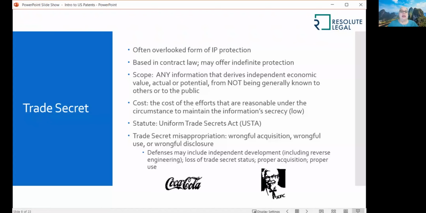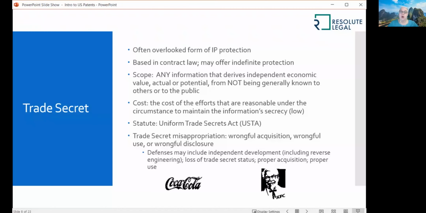It can cover any information that derives independent economic value from not being generally known to others or to the public. So often, the processes of manufacture may be kept as a trade secret, but also the customer lists of the business may be kept as a trade secret. The cost of this form of protection is the cost and efforts of reasonably protecting the secrecy of the information.